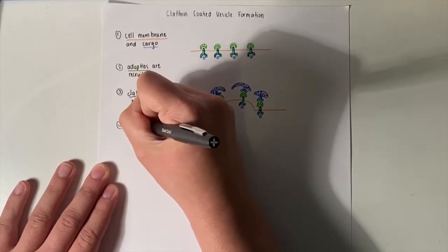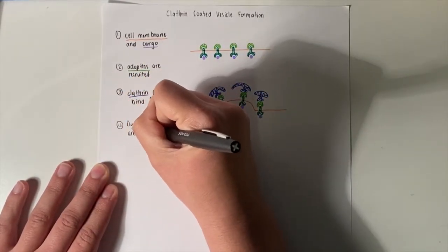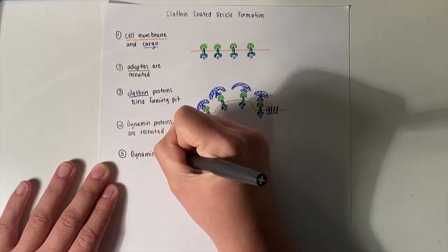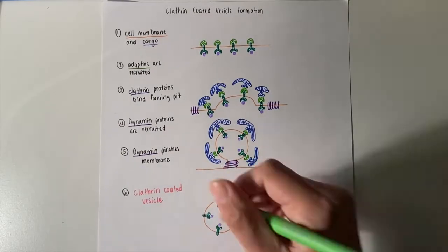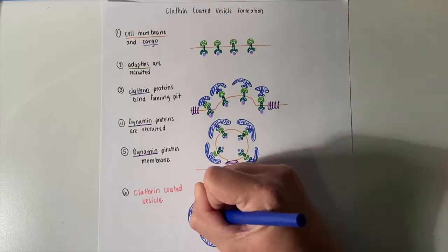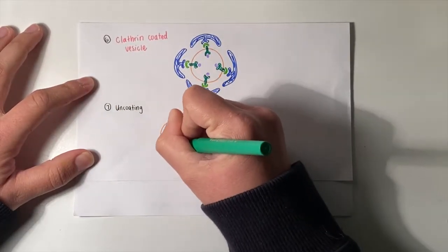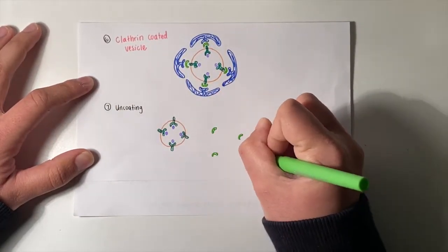Once the pit is formed, a protein called dynamin forms around the neck of the vesicle like a collar. Its purpose is to pinch off the rest of the membrane, releasing the vesicle from the cell membrane. For uncoating, the adaptins and clathrin proteins are removed, leaving a naked vesicle.